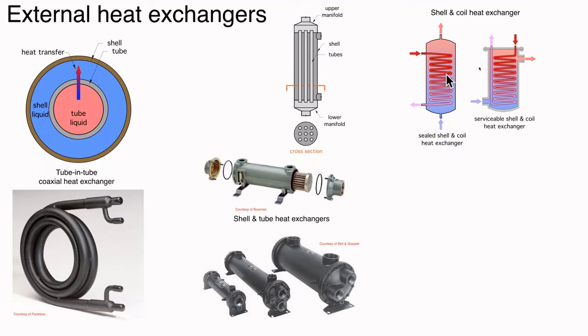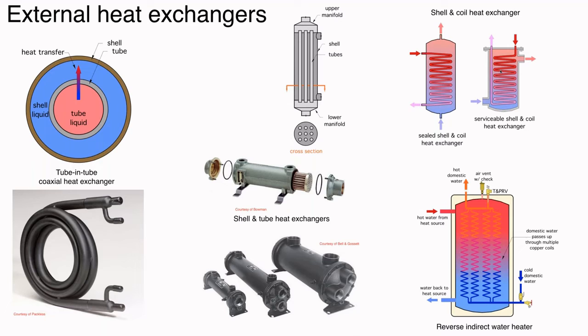Over on the right is a variation on that. This is one that is serviceable. This is where the coil is actually sealed into a bulkhead plate, and that plate is sealed into the shell of the heat exchanger with a gasket and several bolts, so it is removable. And here's an example of a shell and coil heat exchanger.